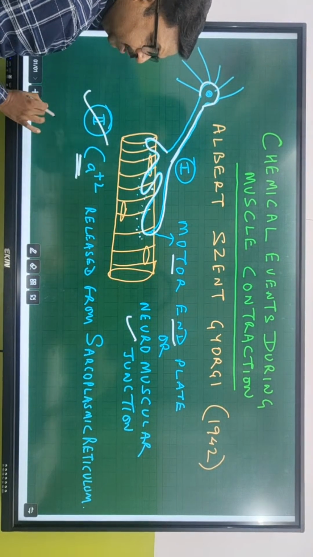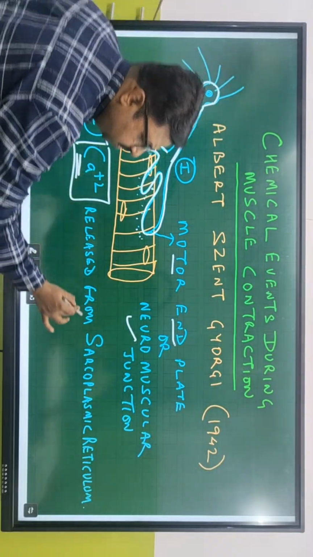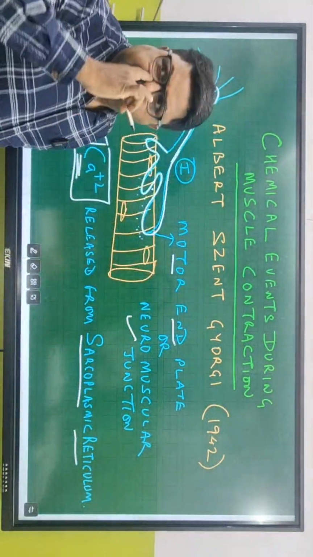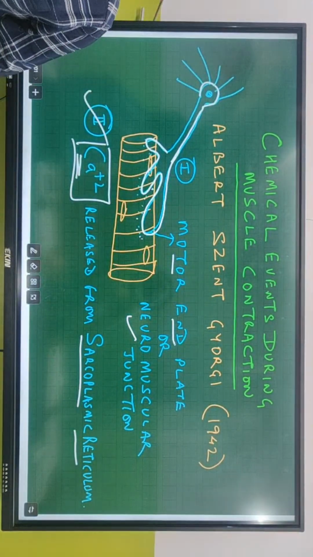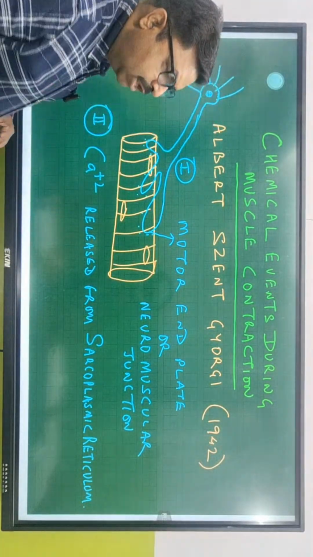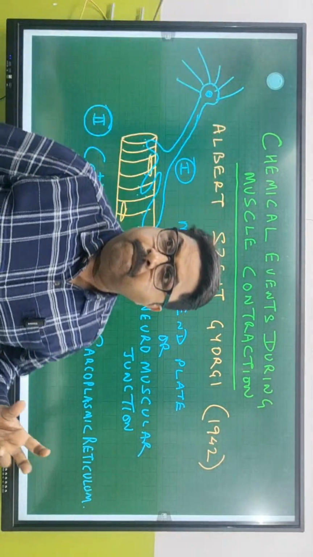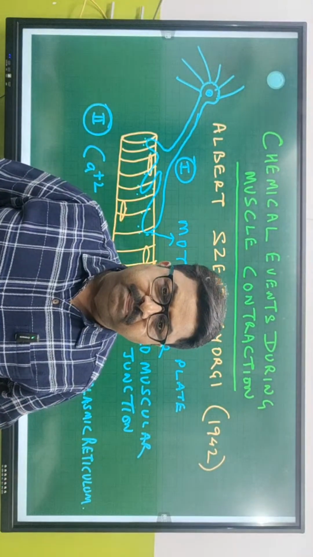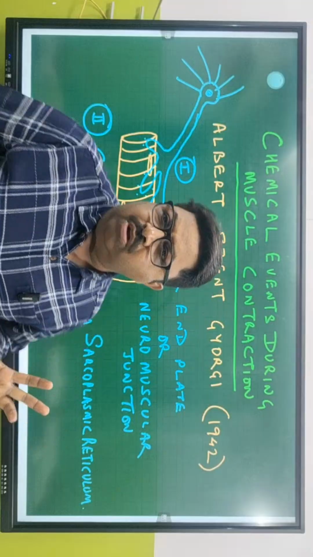Calcium ion gets released from the sarcoplasmic reticulum, because we know that the sarcoplasmic reticulum is the main storage house of calcium.